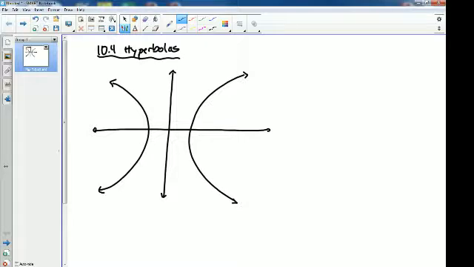If you could imagine, an ellipse would be like this. You cut it in half and turn it outside. So the formulas are actually very similar. You just have a few different words.